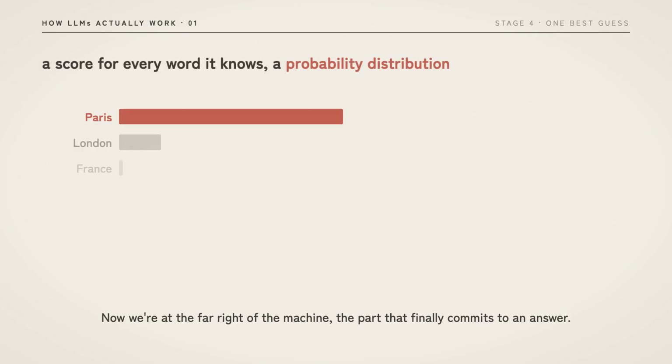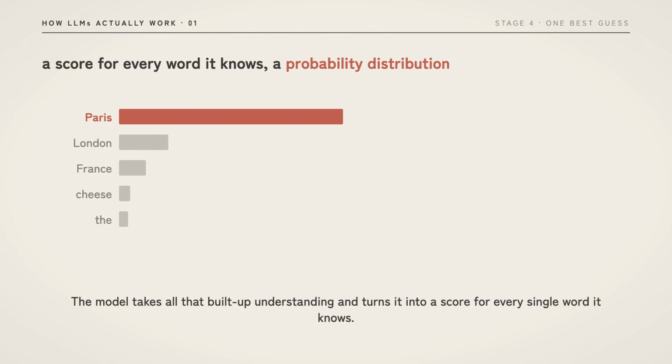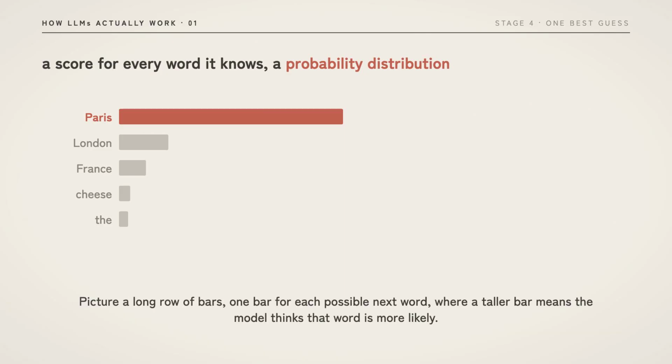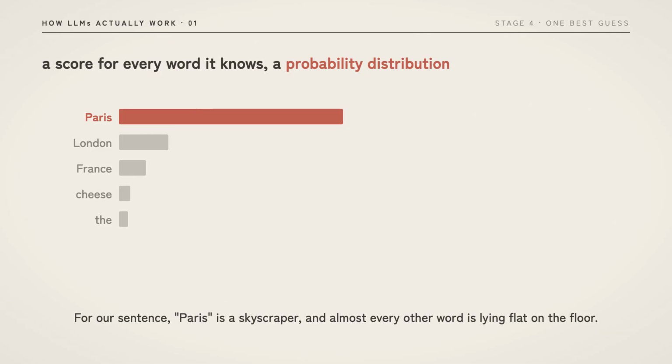Now we're at the far right of the machine, the part that finally commits to an answer. The model takes all that built up understanding and turns it into a score for every single word it knows. Picture a long row of bars, one bar for each possible next word, where a taller bar means the model thinks that word is more likely. For our sentence, Paris is a skyscraper, and almost every other word is lying flat on the floor. That whole spread of scores has a name. It's called a probability distribution. Think of it as the model's honest opinion about what should come next.